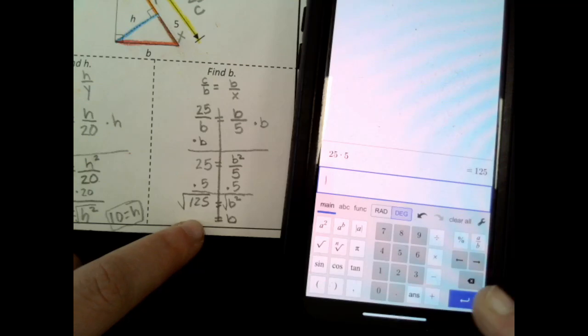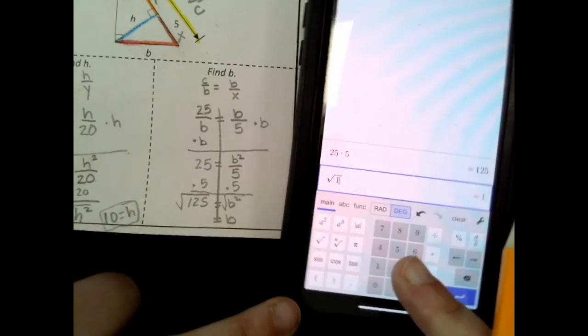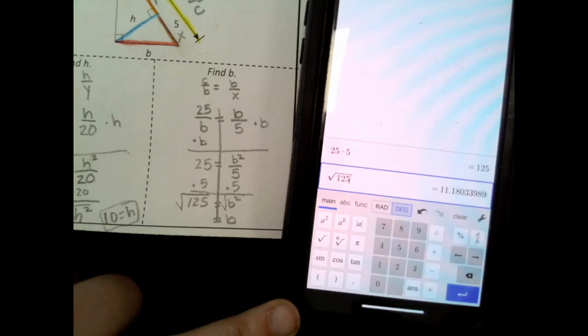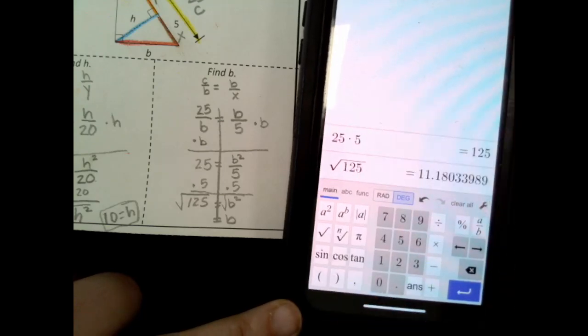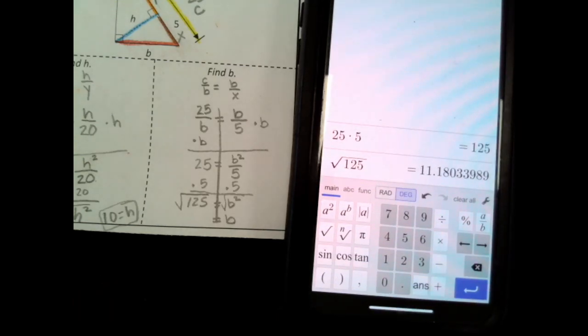125 does not have a perfect square. So it is going to be an irrational number. It's going to keep going on forever and ever and always. It will never stop, never end, never repeat. So we do need to round it. Today we're going to round to the nearest hundredth. So hundredth is 2 decimal places.